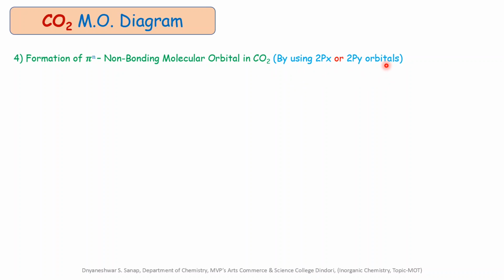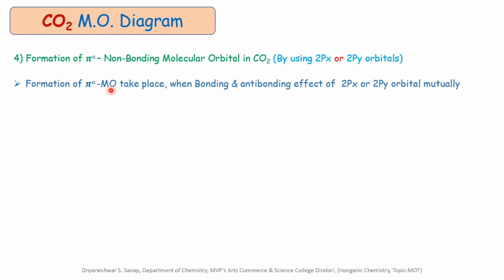The next important point is formation of pi non-bonding molecular orbital in the CO2 molecule by using the 2px or 2py orbitals. Basically, the formation of pi non-bonding molecular orbitals takes place when the bonding and antibonding effect of 2px or 2py orbital is mutually cancelled out. That is, it is obtained by the zero overlap method. Let us see how it is possible.